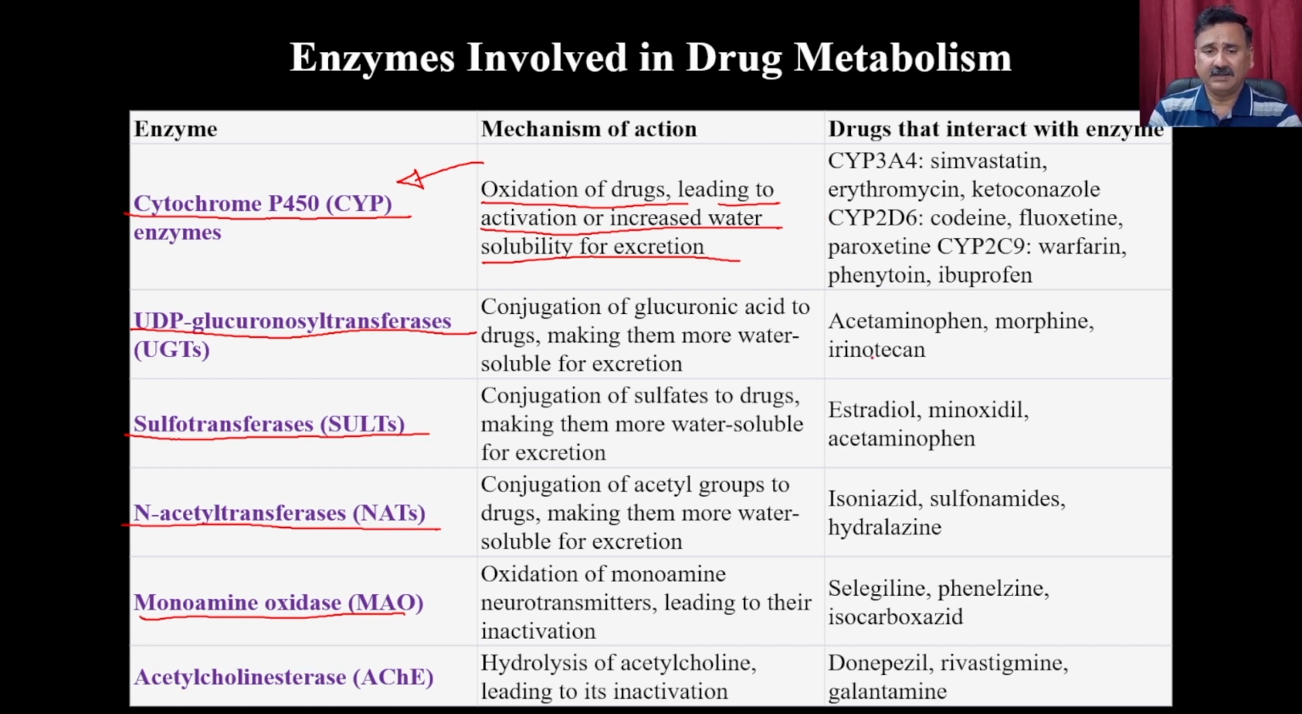Then we have the UGTs, which conjugate glucuronic acid to the drugs, making them more water soluble for excretion. You can use acetaminophen, morphine, and other drugs. Most of these inhibitors inhibit drug metabolism in such a way that the level of the drug is higher, and as a result it gives you relief.